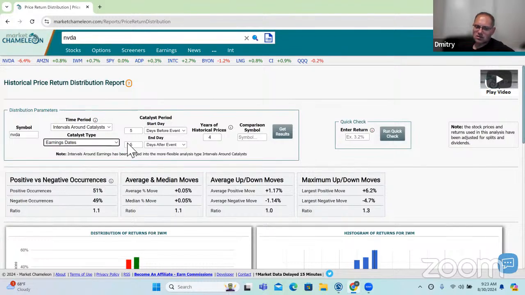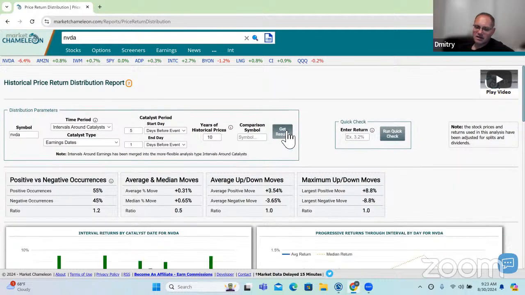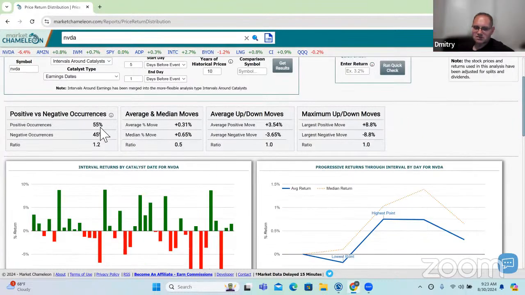So here we get a little bit more flexibility. We could expand the number of years. So let's say we wanted to go 10 years of data, and we wanted to see statistics for 5 days before earnings, and let's just say the day before. So right before the earnings were closed. But now I expanded to 10 years. So I'm going to get the results. And now I got these new stats.